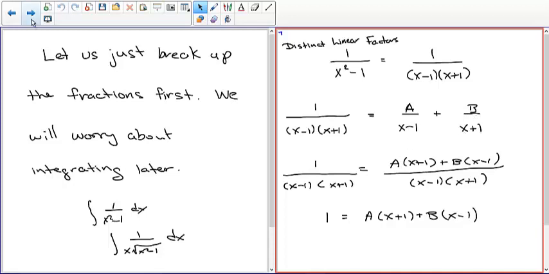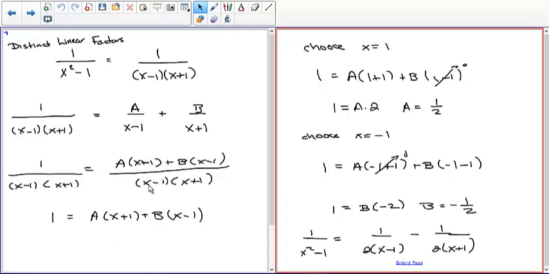So what we did, remember, is we combined these two into a single fraction with the same denominator. Then we set the numerators equal to each other. And then we chose x to be either x equals 1 or negative 1, such that this term goes to 0 or this term goes to 0. And we solve for A and B. And so our original fraction could be written as two fractions, each simpler, just a single factor.